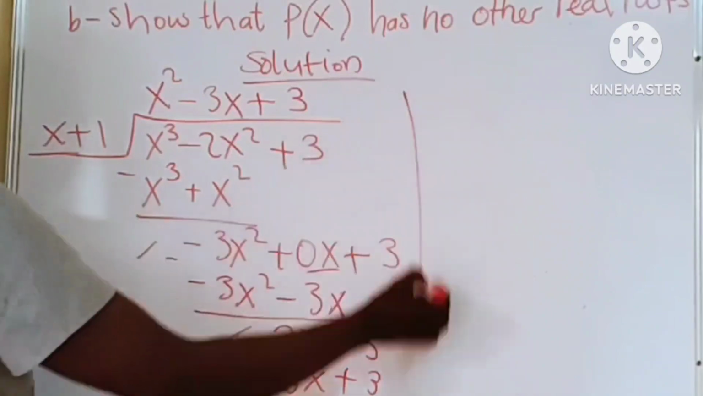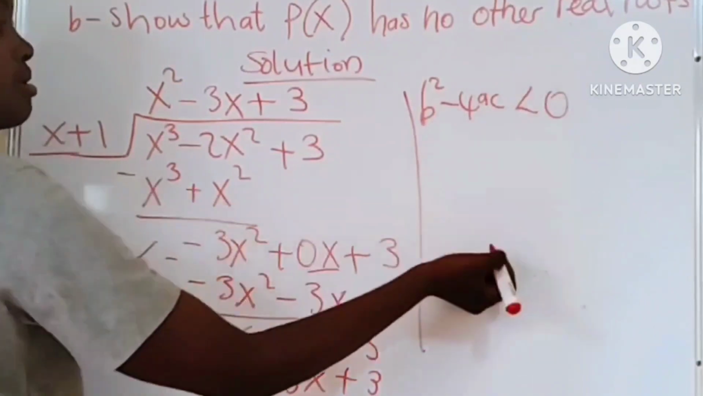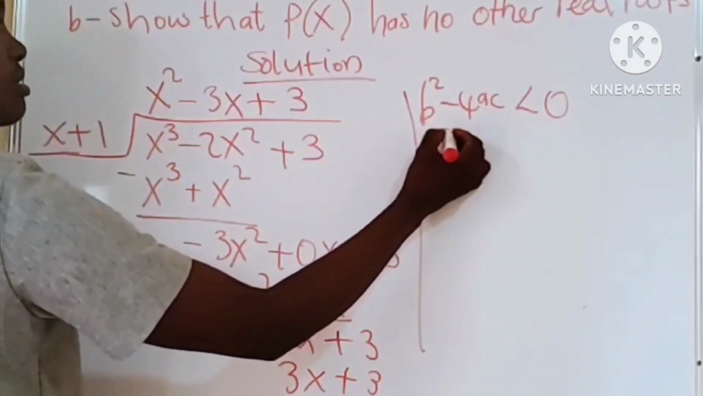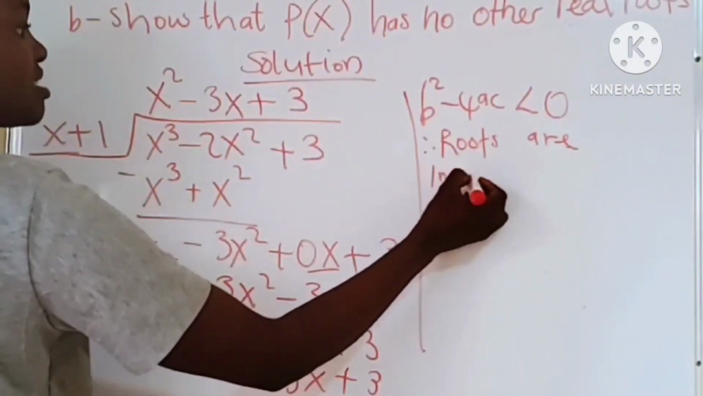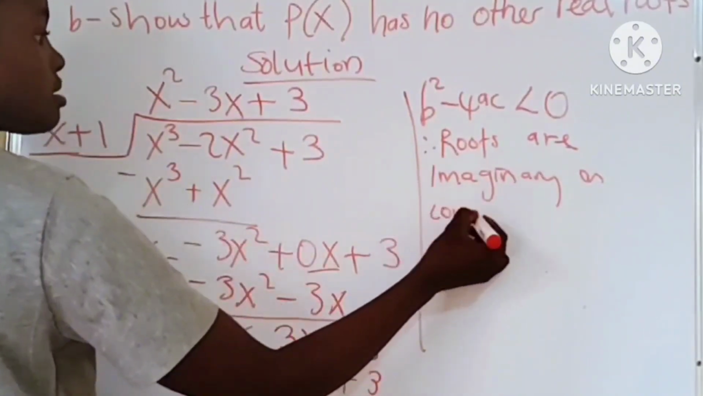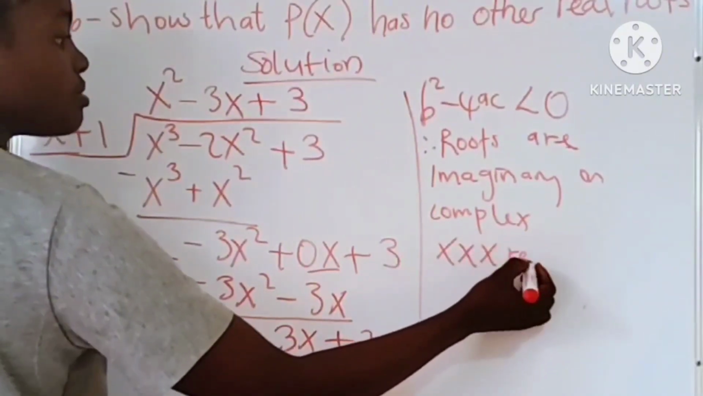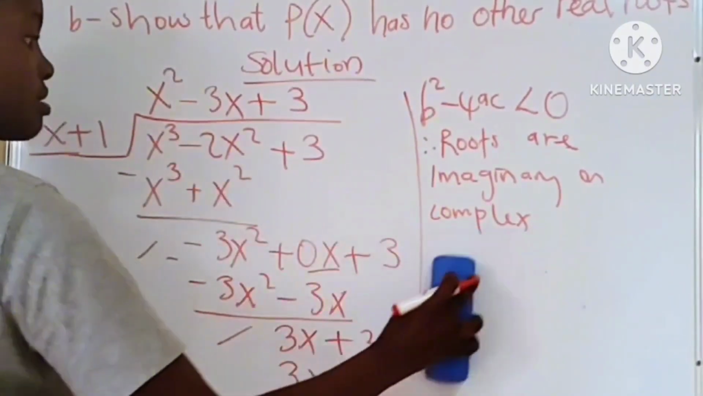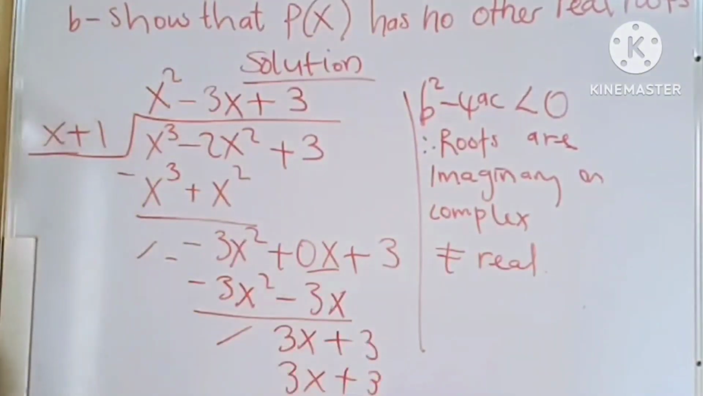What does that tell us? It tells us that b squared minus 4ac is less than 0. Therefore, the roots are imaginary or complex, not real. The roots are not real. So that's how we prove that P of X has no other real root.